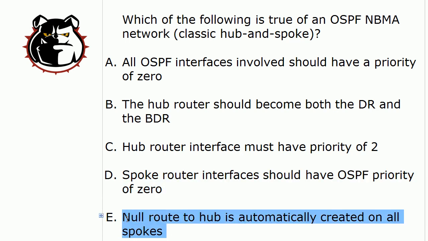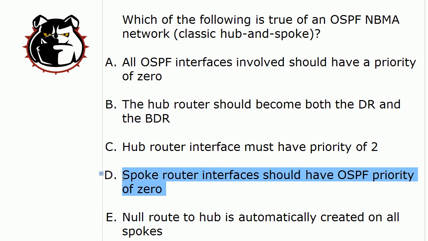And then finally, this null route to the hub is automatically created on all spokes. That's just a nonsense answer because there is no such thing as a null route to hub being created. So the only correct answer here is the spoke router interfaces answer.